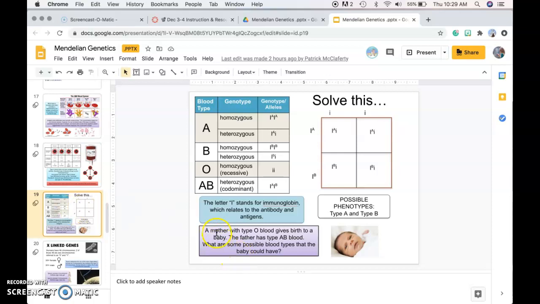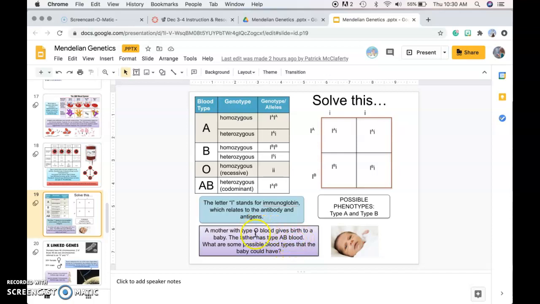Okay, so this is asking us to solve for blood types. The letter I stands for immunoglobulin, which relates to the antibody and the antigens. So I might have a problem like this that comes up on a test. So let's look at it together. A mother with blood type O gives birth to a baby. The father has blood type AB. What are the possible blood types that the child could have?